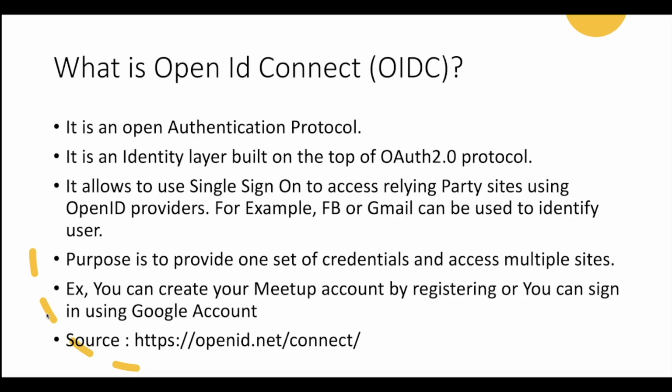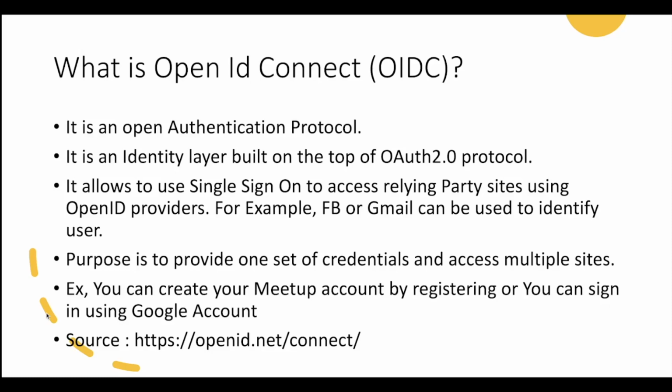So what is OpenID Connect? It is an open authentication protocol. It is an identity layer built on top of the OAuth 2.0 protocol. If you remember from our previous videos, OAuth 2.0 provides you the scope. But apart from a scope, you also need a way to authenticate a user, to verify the identity of a user. So OAuth 2.0 in itself is not sufficient, so we need another layer on top of it.